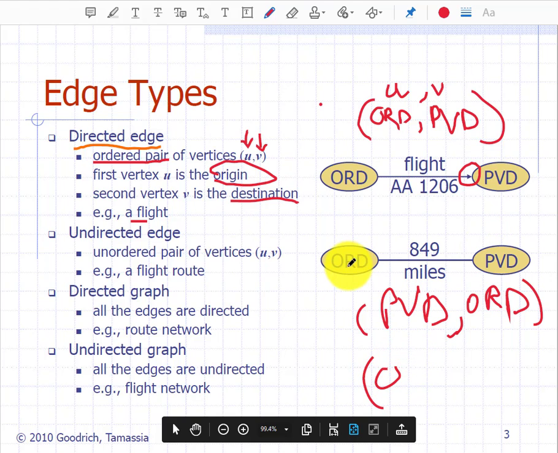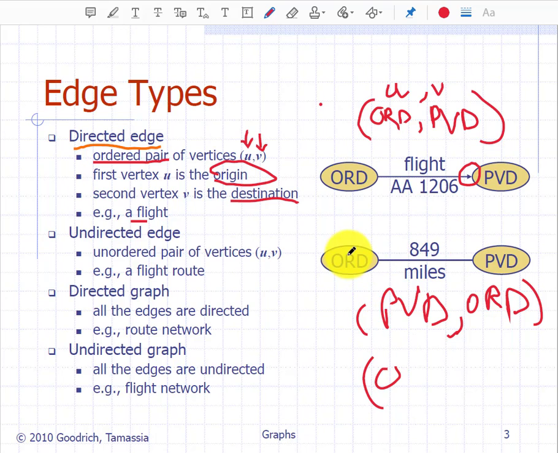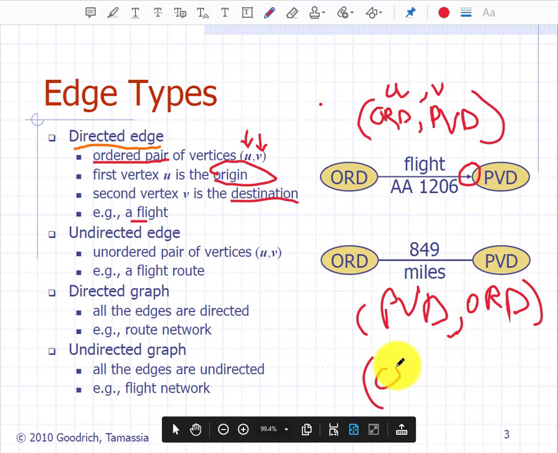So you could go either this way to this way, or this way back that way. ORD, comma, PVD. Okay, hope that makes sense.